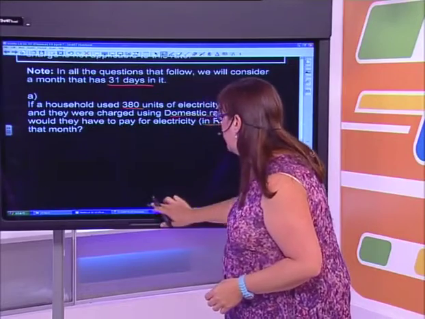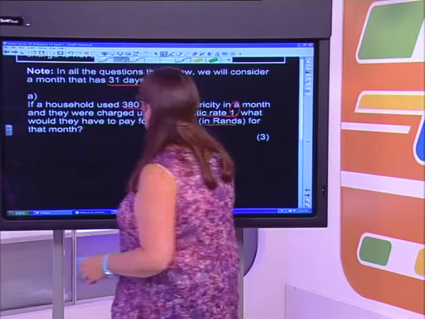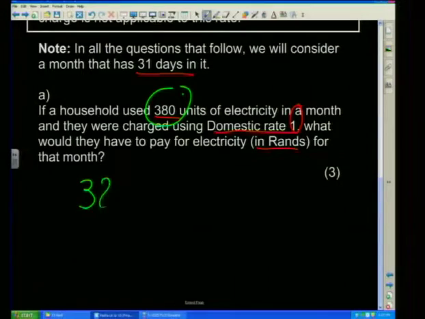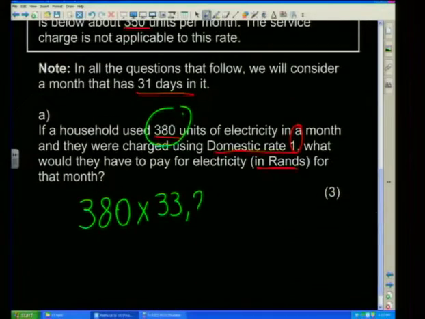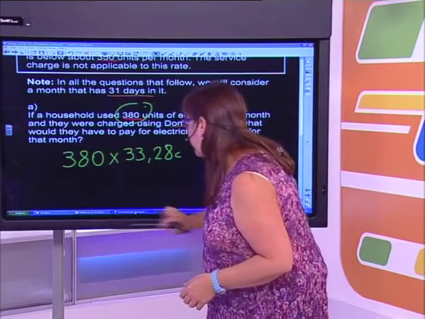Right, let's get a little bit more space, and let's try a different color. I think we should go green. So they're using 380 units. So we're going to say 380 units, and we're going to times it by our price per unit. That price was 33.28, and that was cents per unit. So if I times it by the number of units, I'm going to get the amount that I need to pay. So let's find a calculator.